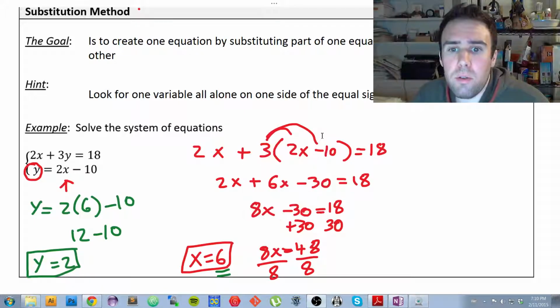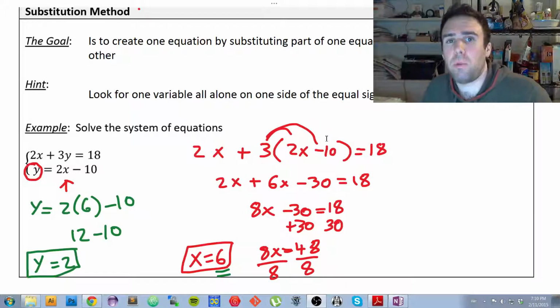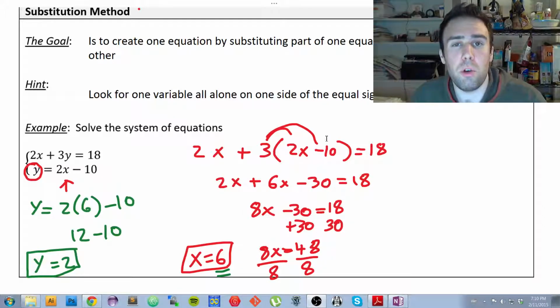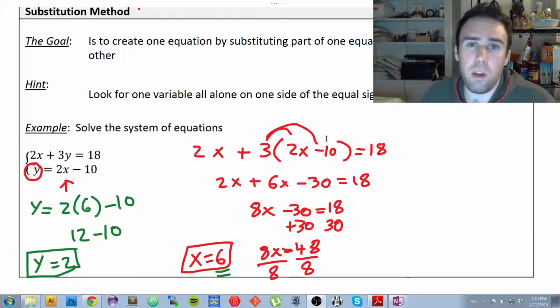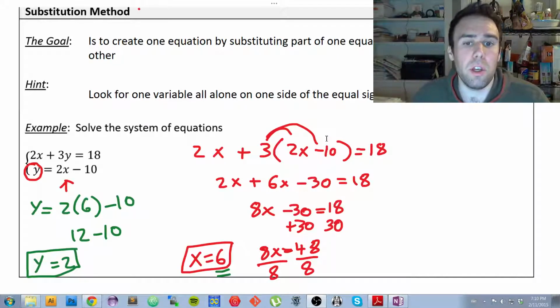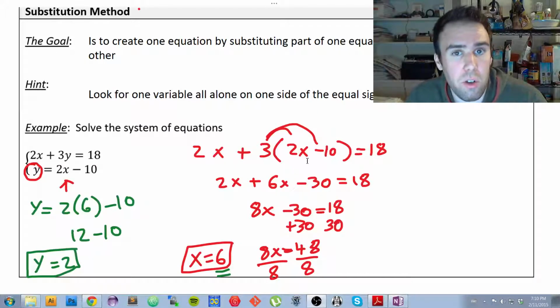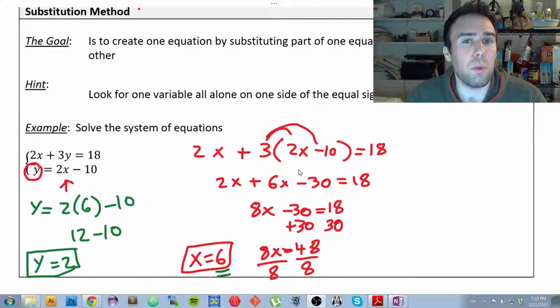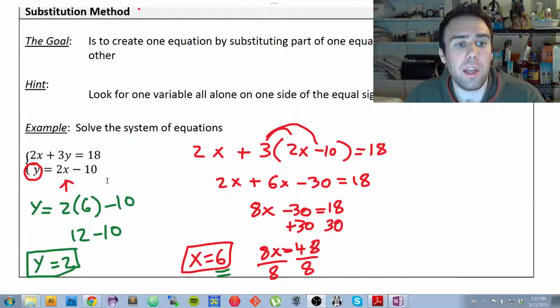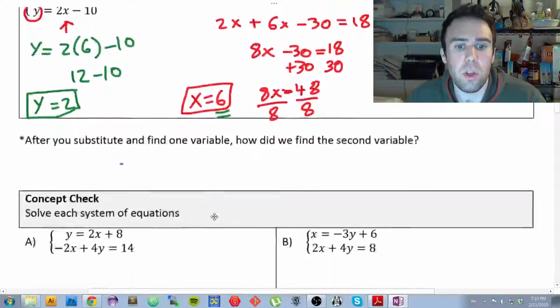There you have it. That is the basic thought process of the substitution method, where we have two equations, and one of them is going to help us substitute into the other one, giving us a one-variable equation which we can solve for, and then once we have that variable, we'll plug it back into one of the equations to get the second variable.